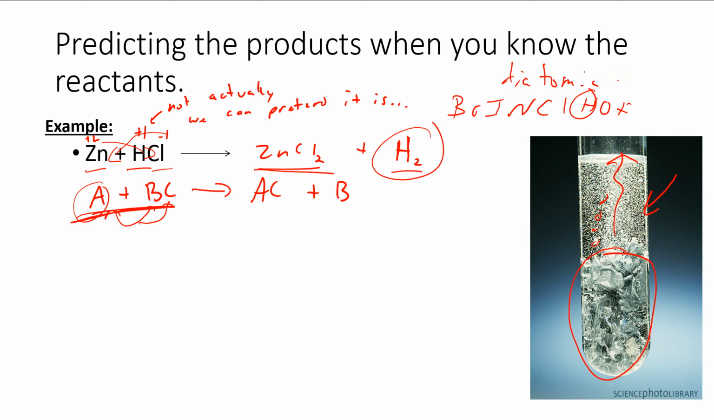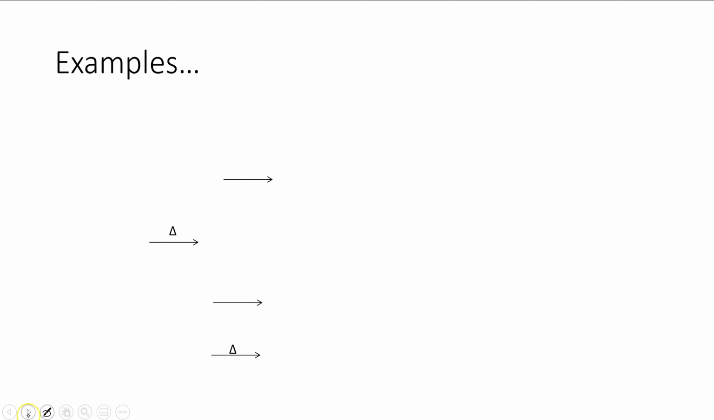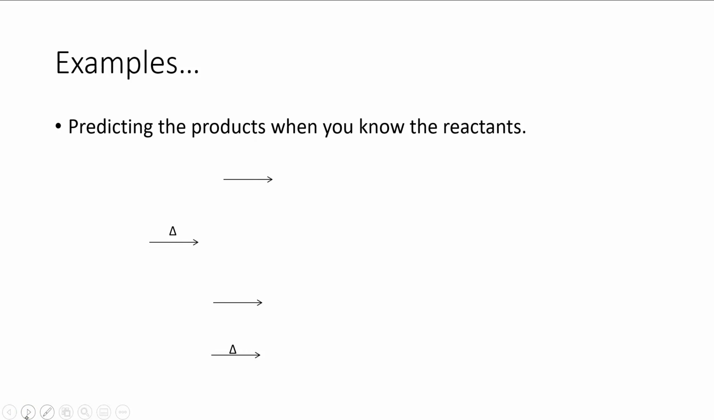Now, that's to get yourself up to that A standard: to not only predict what will combine with what, but also to write the formulas correctly. Okay, now let's move forward. Let's do a couple more examples more quickly. So, predicting the products when you know the reactants.